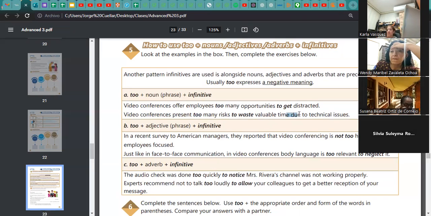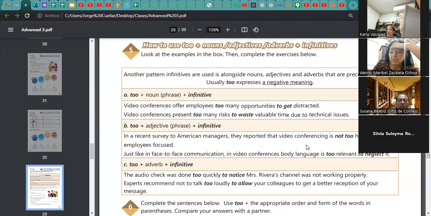What is "due to"? Do you know what that is? Limit of the time. Okay. Is the reason? The reason. Mm-hmm. Very good. It is the reason why something is happening, right?